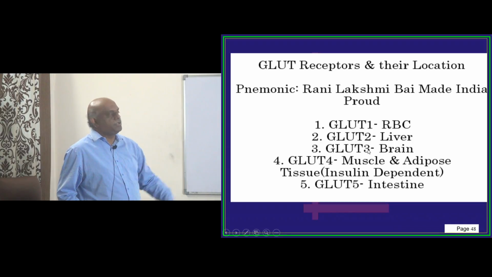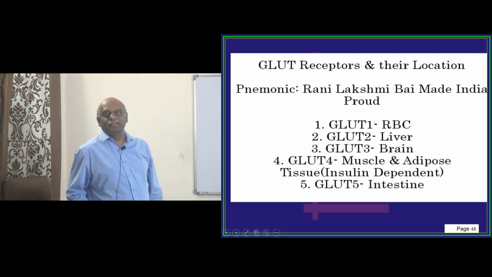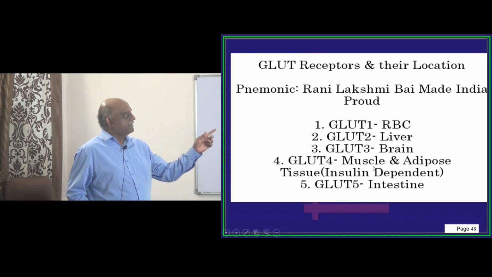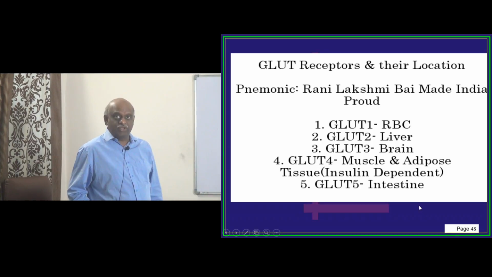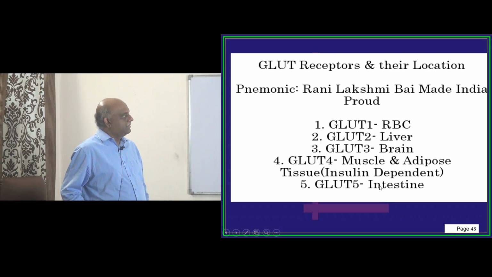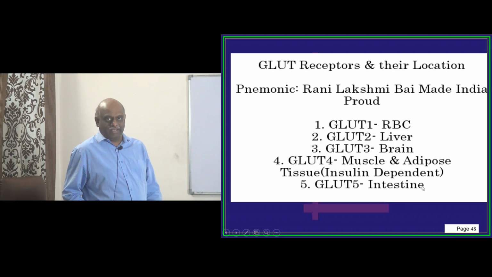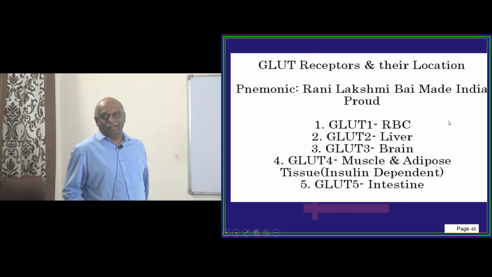Lakshmi is liver, GLUT2. Bhai is GLUT3, brain. Made is muscle and adipose, GLUT4, which is insulin dependent. India is insulin. Then GLUT5 is intestine. India is intestine. What is GLUT5? Rani Lakshmi Bhai made India.